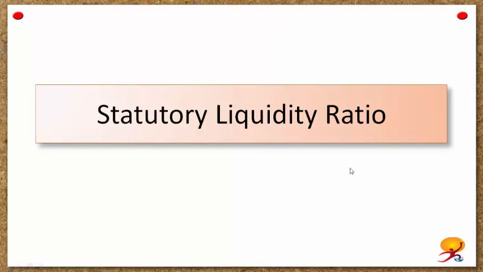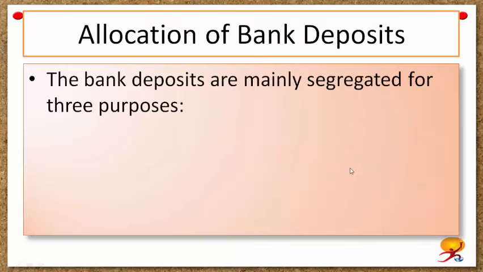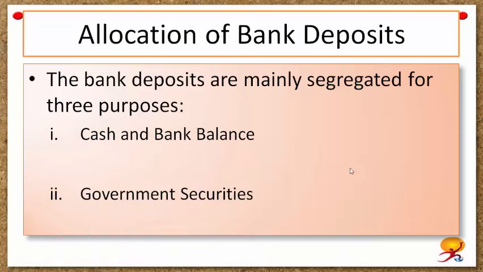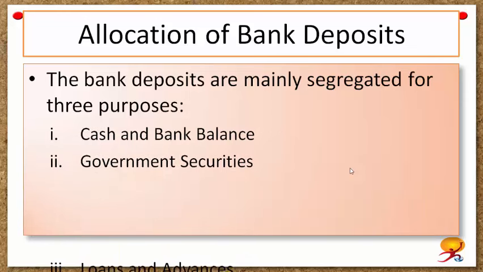So moving on to allocation of bank deposits. Now the bank deposits are mainly segregated for three purposes. First, cash and bank balance. Second, government-backed securities. And third, loans and advances. So all the deposits in the bank go into either of these three points.